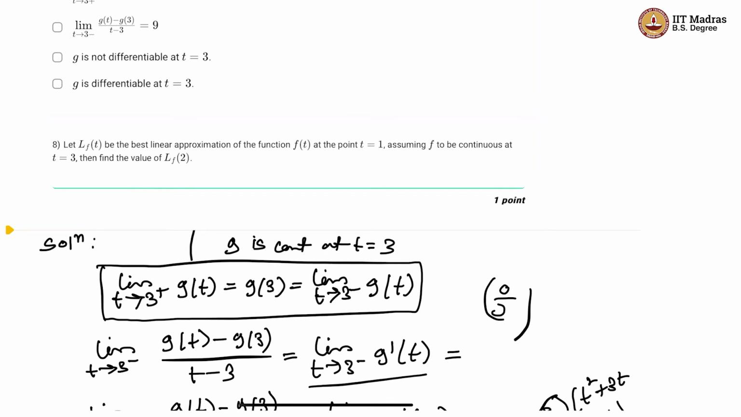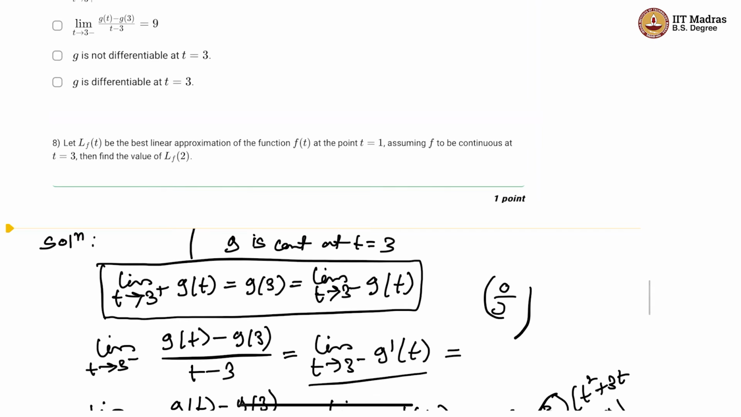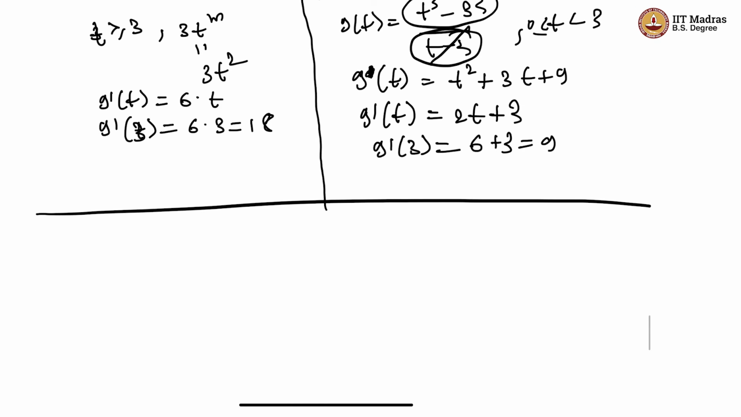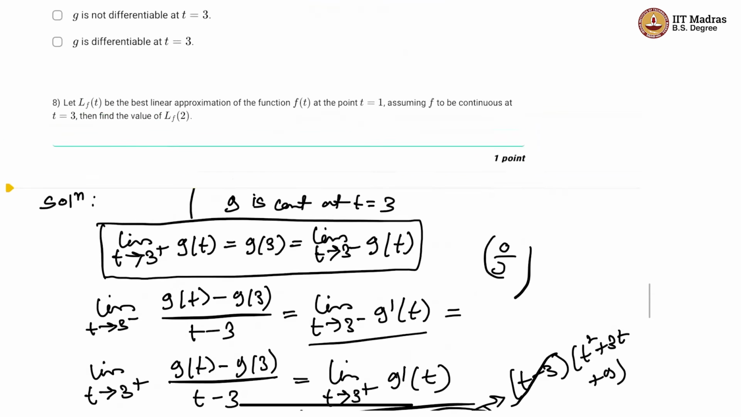So what is the question? Let L f t be the best linear approximation of the function f t at t equals 1. Let us first calculate L f t. At 1, that means L f t is basically equal to, by the formula, f dash 1 times (x minus 1) plus f of 1, right?